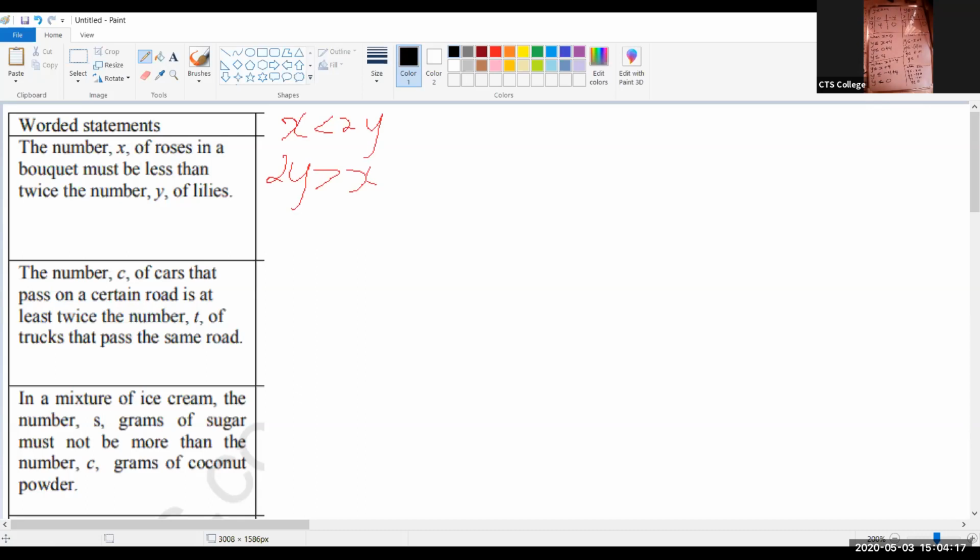So we take 2, carry it across, and we get y is greater than x over 2. And that's it. You all have any questions? No, sir.